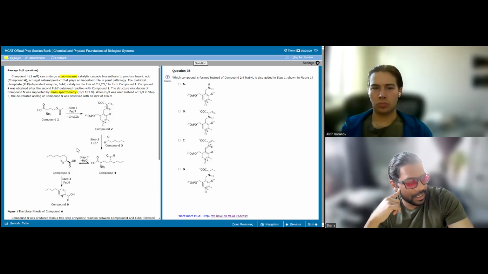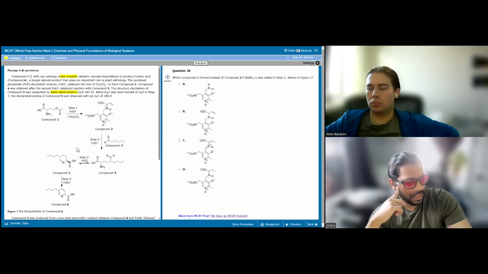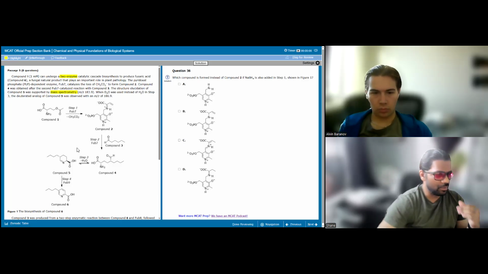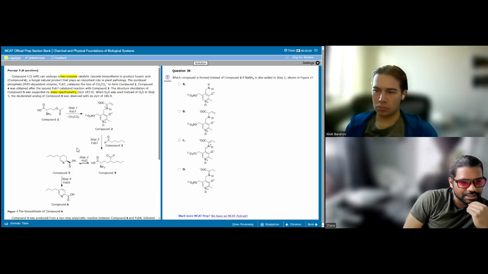Compound 4 was obtained after the second FUB7 catalyzed reaction with compound 3. So this time they're adding compound 3, which is an aldehyde, and it seems like it opens up the ring again. The structure elucidation of compound 5 was supported by mass spec.